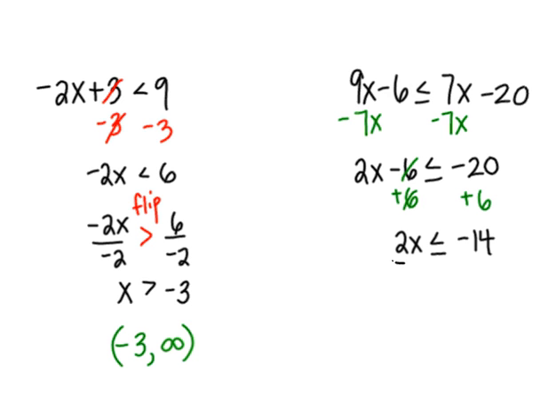I'm going to divide both sides by 2 here. I notice that 2 is a positive number, so that means no flipping. So x is less than negative 7. Some people think that because the 14 is negative or because the result is negative that you flip, but you only flip based upon what you divide by. So since I divided by 2, which was positive, no flipping.